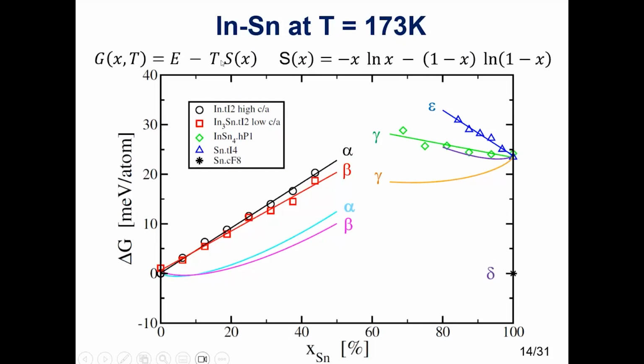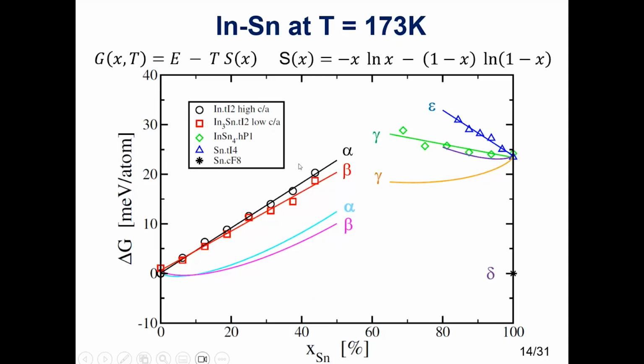And here is my free energy function. I have energy minus temperature times entropy. Well, you see how the entropy is varying roughly linearly with respect to composition. That's actually true for all 4 of these phases here. Delta, I'm not even bothering to make any substitution because it's very unfavorable to substitute into delta.